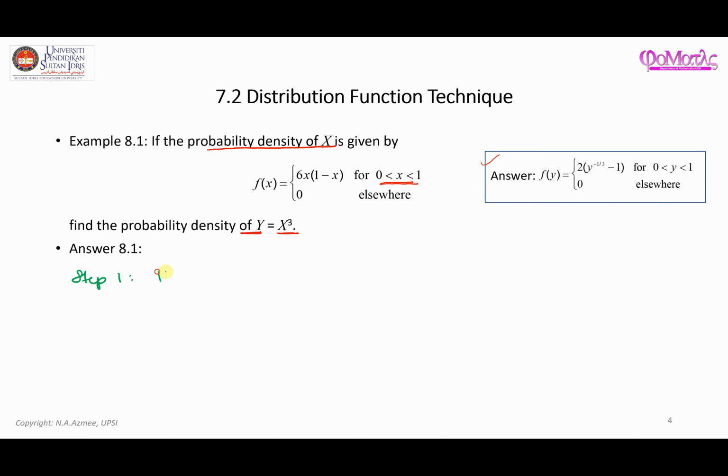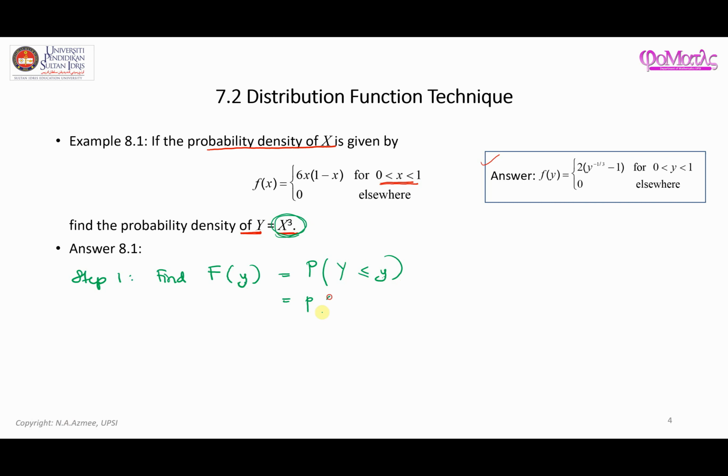Now, the first step is to find the distribution function. Step 1, find what is big F for this random variable. Mathematically speaking, we can do this by finding the probability that our random variable, big Y, takes a value that is less than or equal to the small y. This is small y. And we are going to replace Y with this one here.